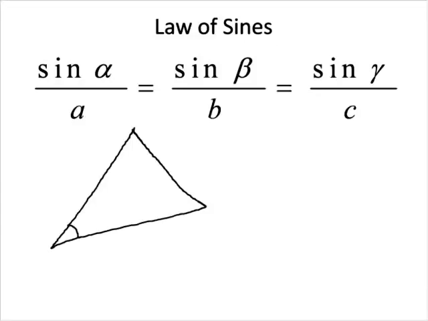If I label this first angle alpha, the side opposite that is going to be A. If I make this angle beta, the side opposite that is B. If I label this one as angle gamma, the side opposite that is going to be C. So you can see, the only thing the law of sines tells you is that if I take the sine of any angle divided by the side opposite that angle, it should equal the sine of any other angle divided by the side opposite that angle.